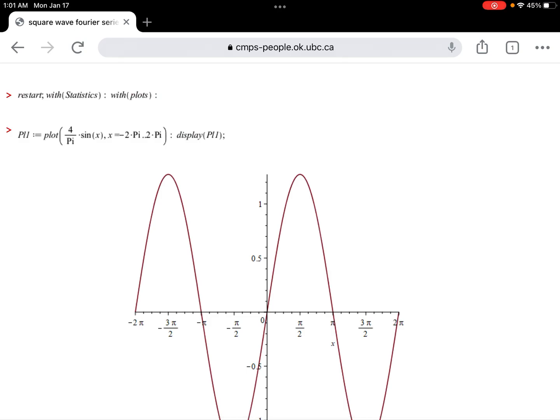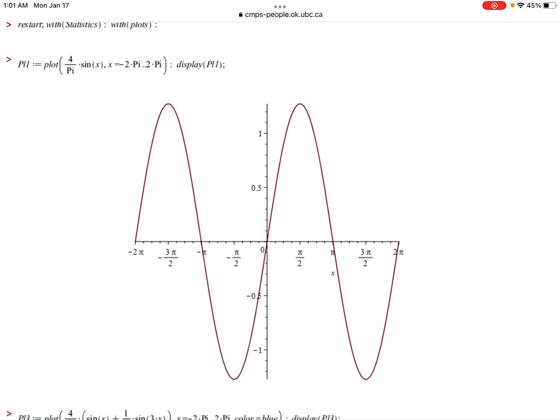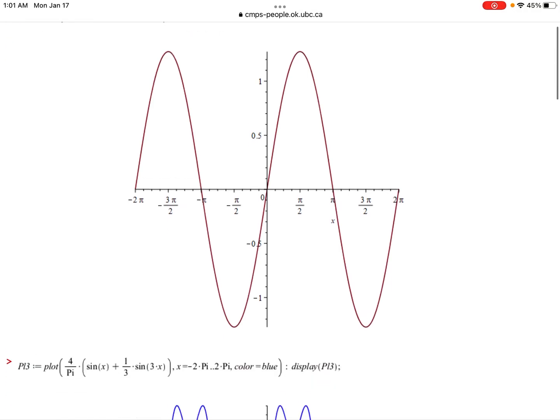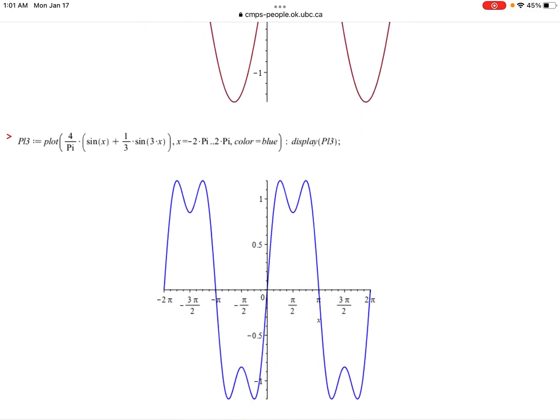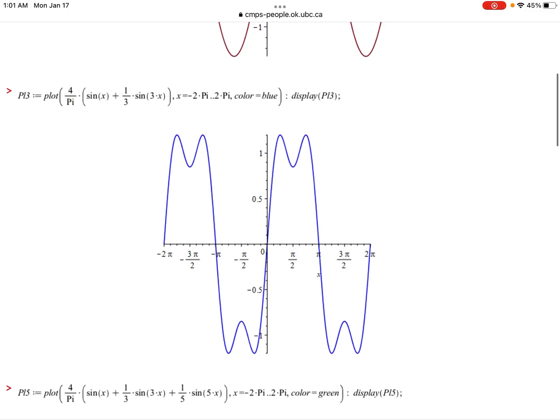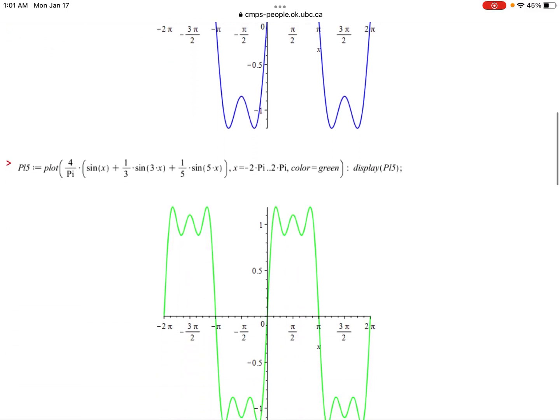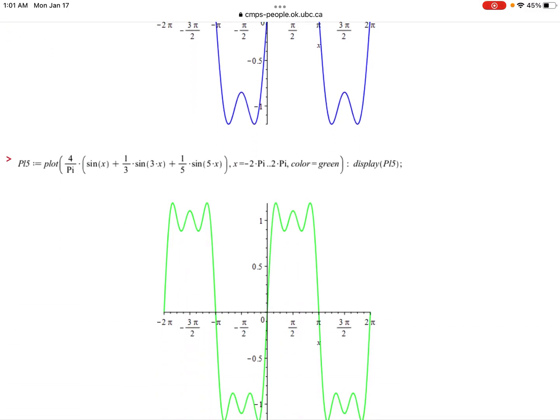So then we go and add in a second term. So we have our sine x plus 1/3 of sine 3x. And you can already start to see that it's looking more like our square wave. It definitely is not a great square wave, but it's starting to pick up that shape. And here we include the 1/5 sine 5x, and it starts to look a bit better. Here's the 1/7 sine 7x.